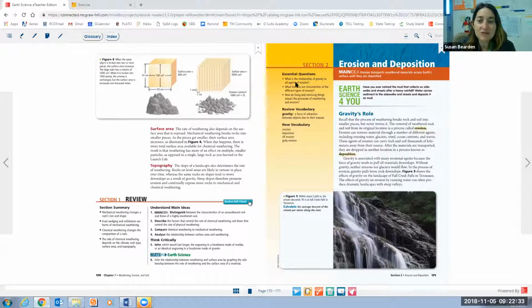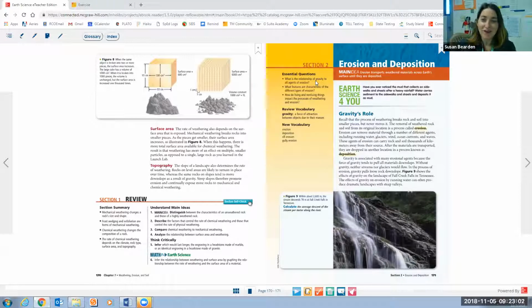So I'm going to read through my essential questions. What is the relationship of gravity to all agents of erosion? Now, I don't like the way that question is written because it sounds confusing, so I'm going to think about this question. So what is the relationship? I could say, how is it related? Okay. Gravity. So how is gravity related to erosion? Oh, that question I kind of get, right? They're just trying to put in all these fancy academic terms, but I can figure these questions out.